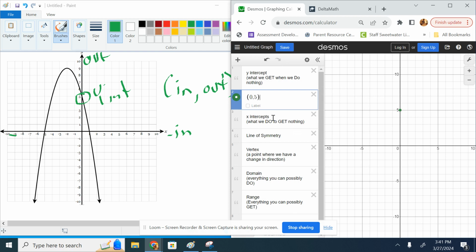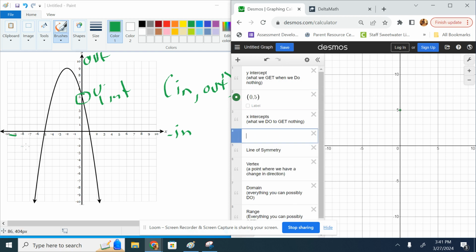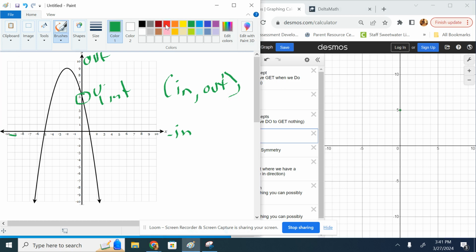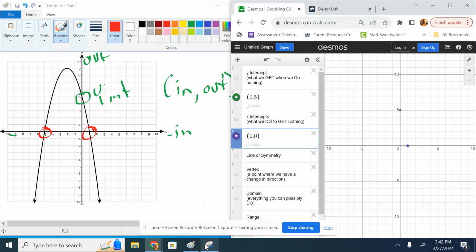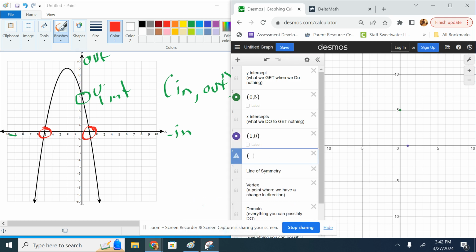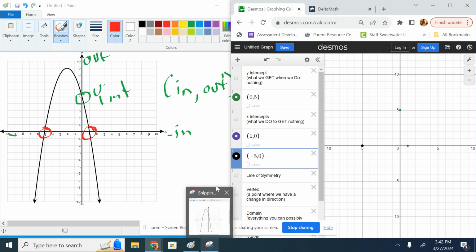Okay, so next thing, we're going to look for our x-intercepts, and I see that this graph gives us 2. Okay, an x-intercept is what we do to get nothing. And so we have one at 1 and the other at -5. So when I do 1, I get 0. And when I do a -5, it looks like I get 0. So these are my two x-intercepts.